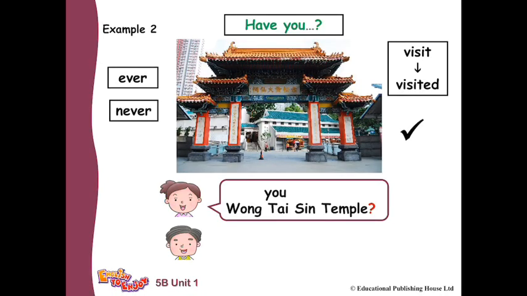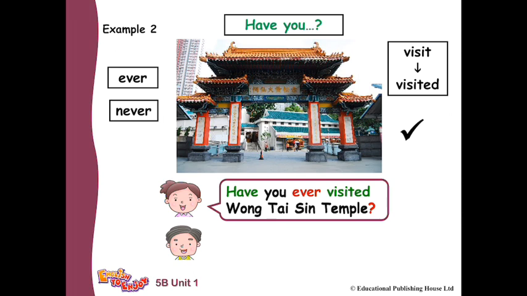Let's look at the second example. We can see the Wang Tai Sin Temple in the picture. Can you use present perfect tense to ask the question? Try it. Here's the question. Have you ever visited Wang Tai Sin Temple? Well done! You've got the right answer.